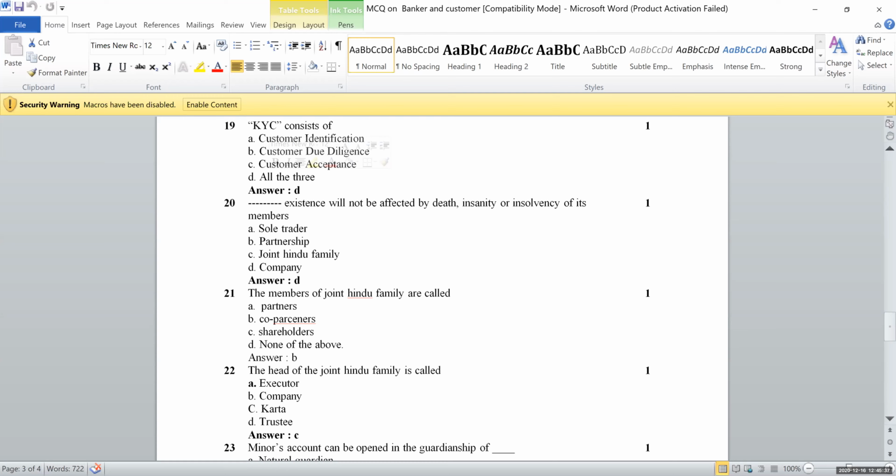Next, the members of a joint Hindu family are called co-partners. It is formed by the operation of the joint Hindu family. The members of a joint Hindu family are co-partners. The head of the joint Hindu family is Karta. So Karta is the main person. The family is managed by the Karta.